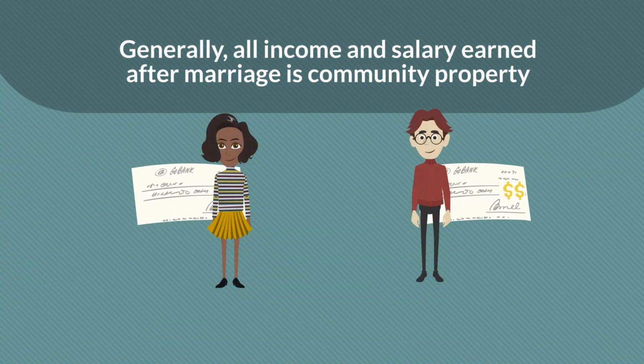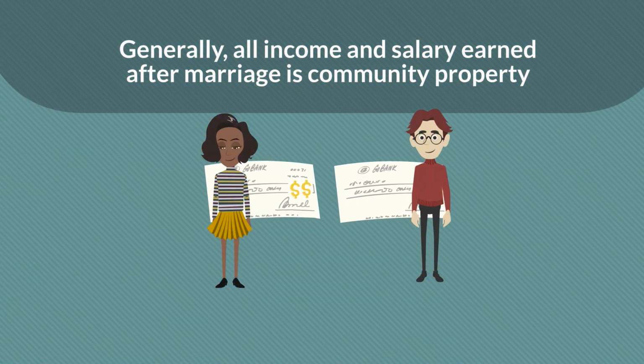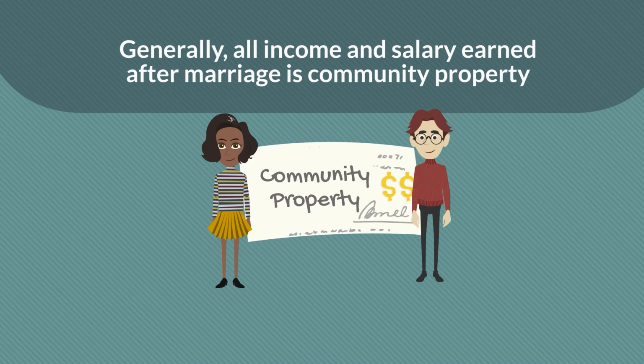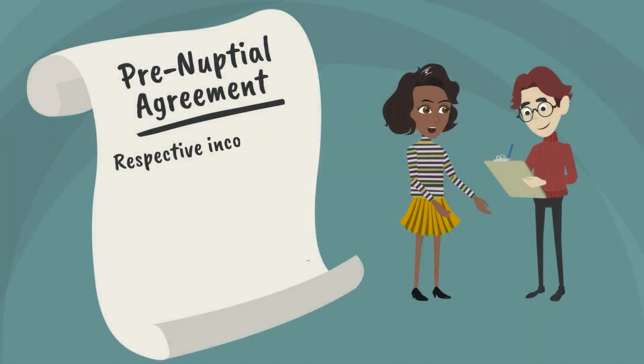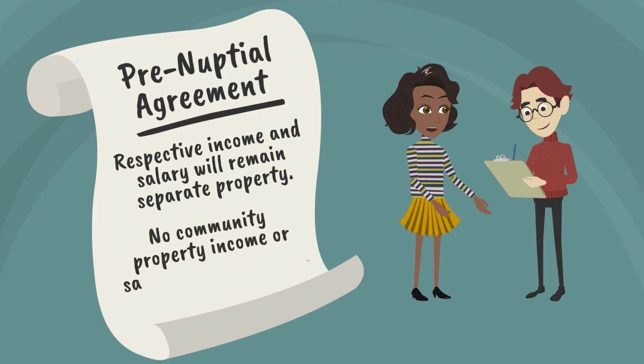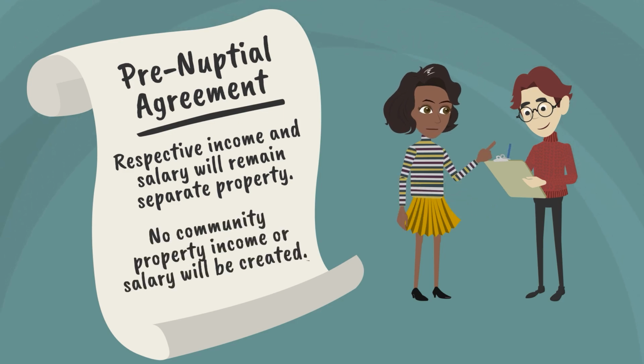For example, once a person gets married, normally that person's income or salary becomes community property. The parties can agree that their respective income and salary will remain their separate property income and salary, and that no community property income or salary is created.